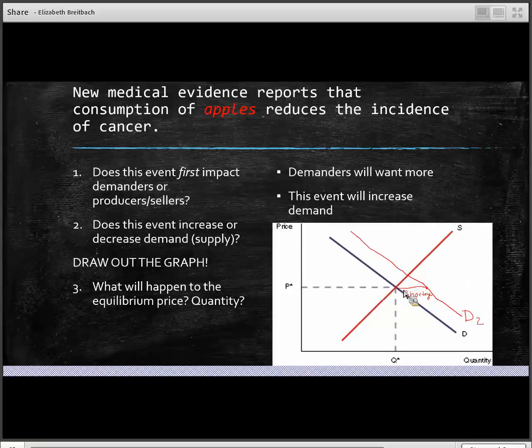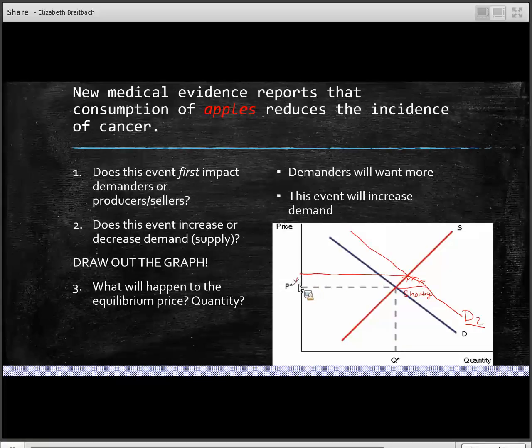And as the price increases, the quantity demanded decreases, the quantity supplied increases until we hit our new equilibrium, which is at the intersection of our old supply curve and our new demand curve. And this equilibrium, what happens to the equilibrium price? Our equilibrium price has gone up, and our equilibrium quantity has also increased.